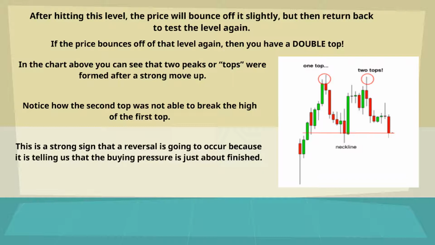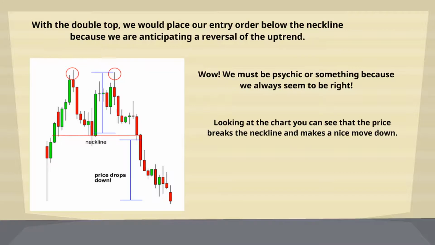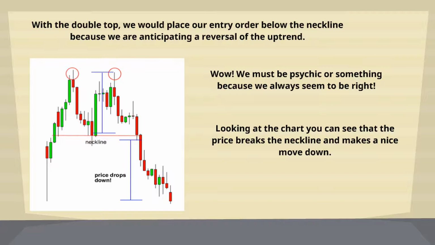This is a strong sign that a reversal is going to occur because it is telling us that the buying pressure is just about finished. With a double top, we would place our entry order below the neckline because we are anticipating a reversal of the uptrend. Wow! We must be psychic or something because we always seem to be right. Looking at the chart you can see that the price breaks the neckline and makes a nice move down.